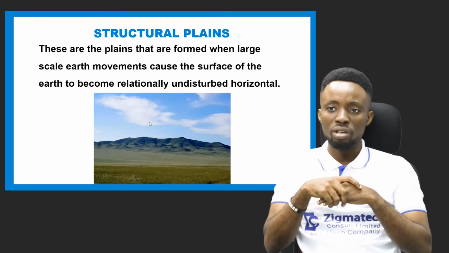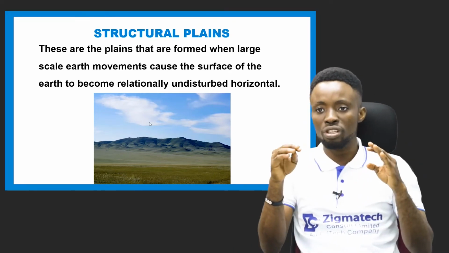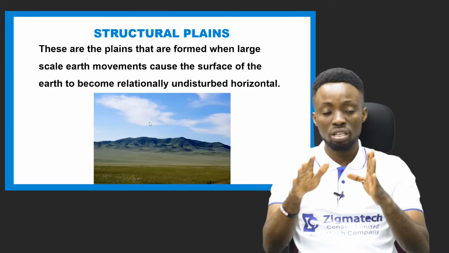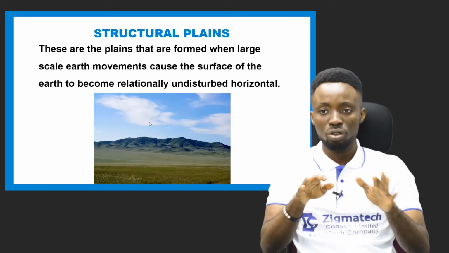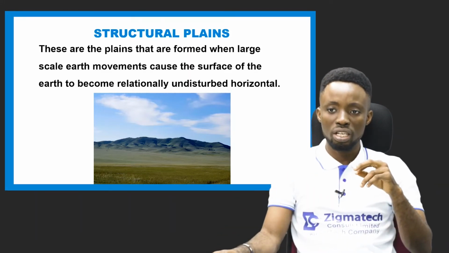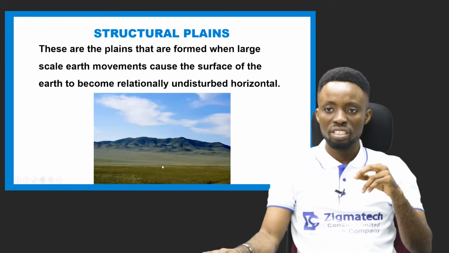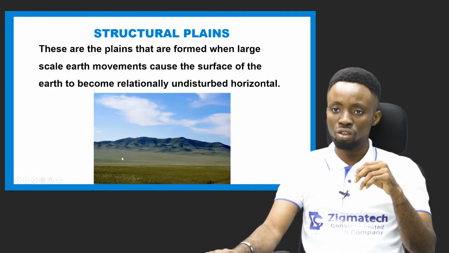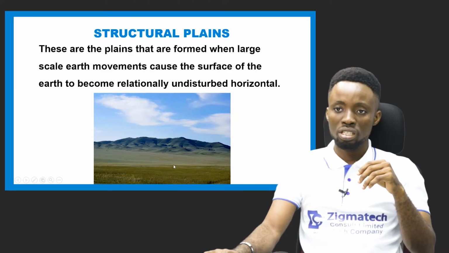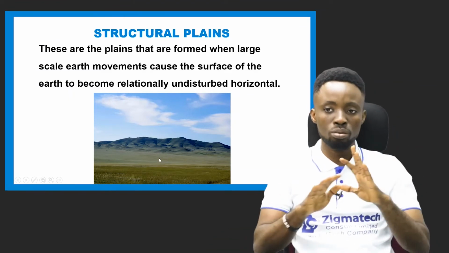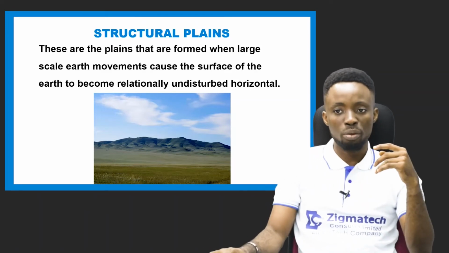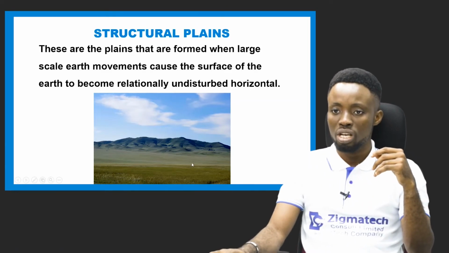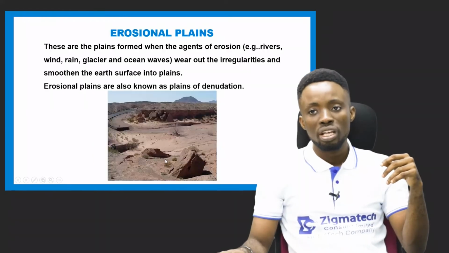Now, these ones are actually caused when the surface is undisturbed horizontally. So as you can see here, this is a typical example of a structural plain. As you can see, the surface is looking undisturbed horizontally. So that type of plain is referred to as a structural plain land.